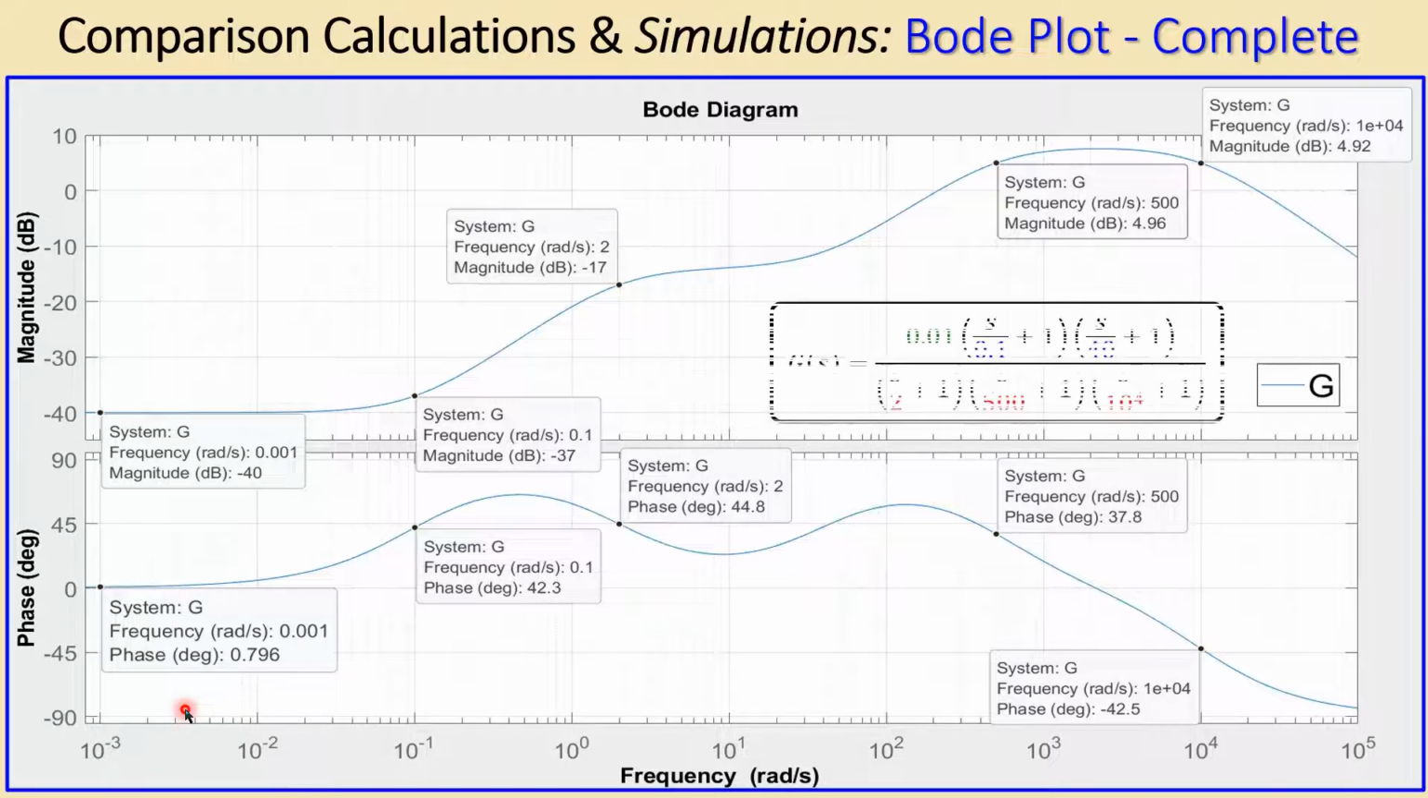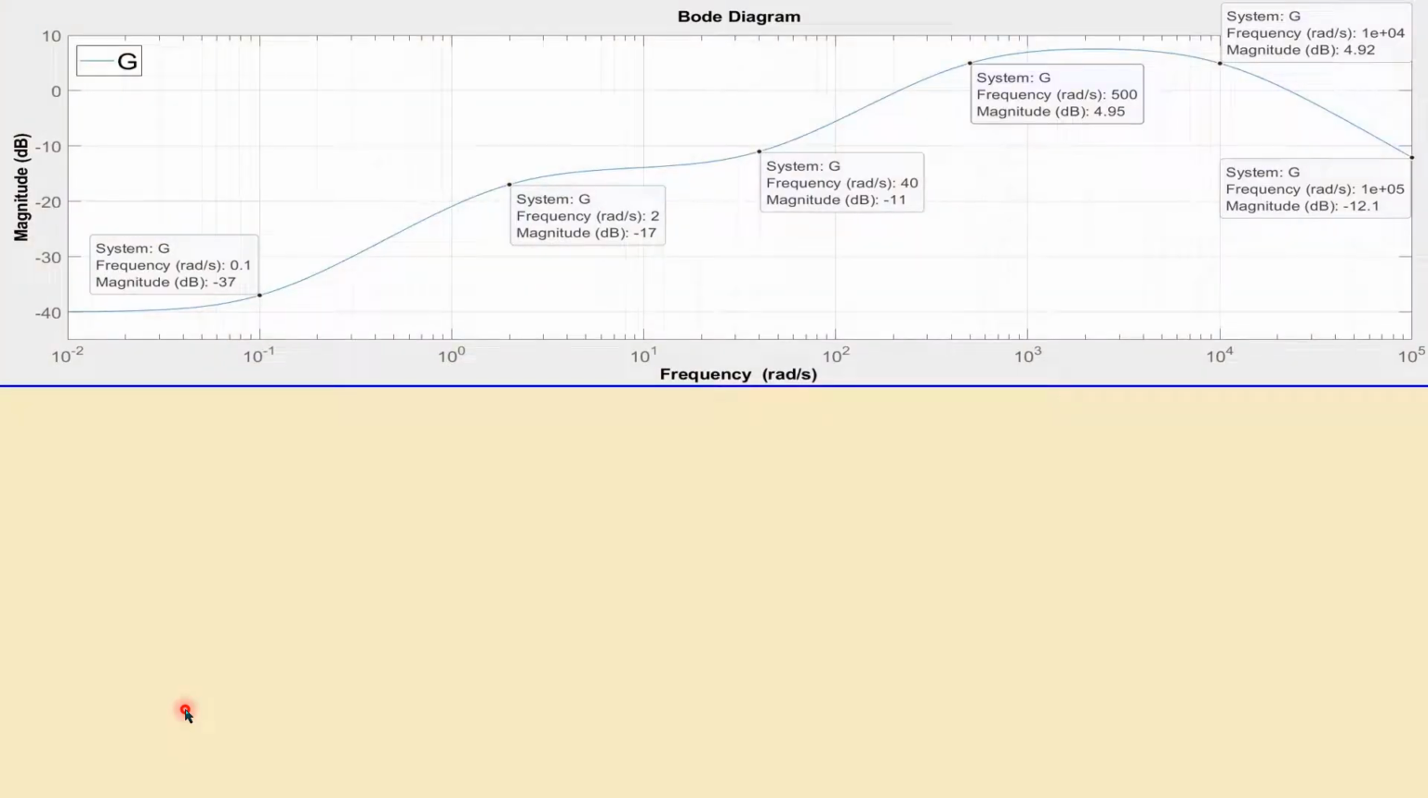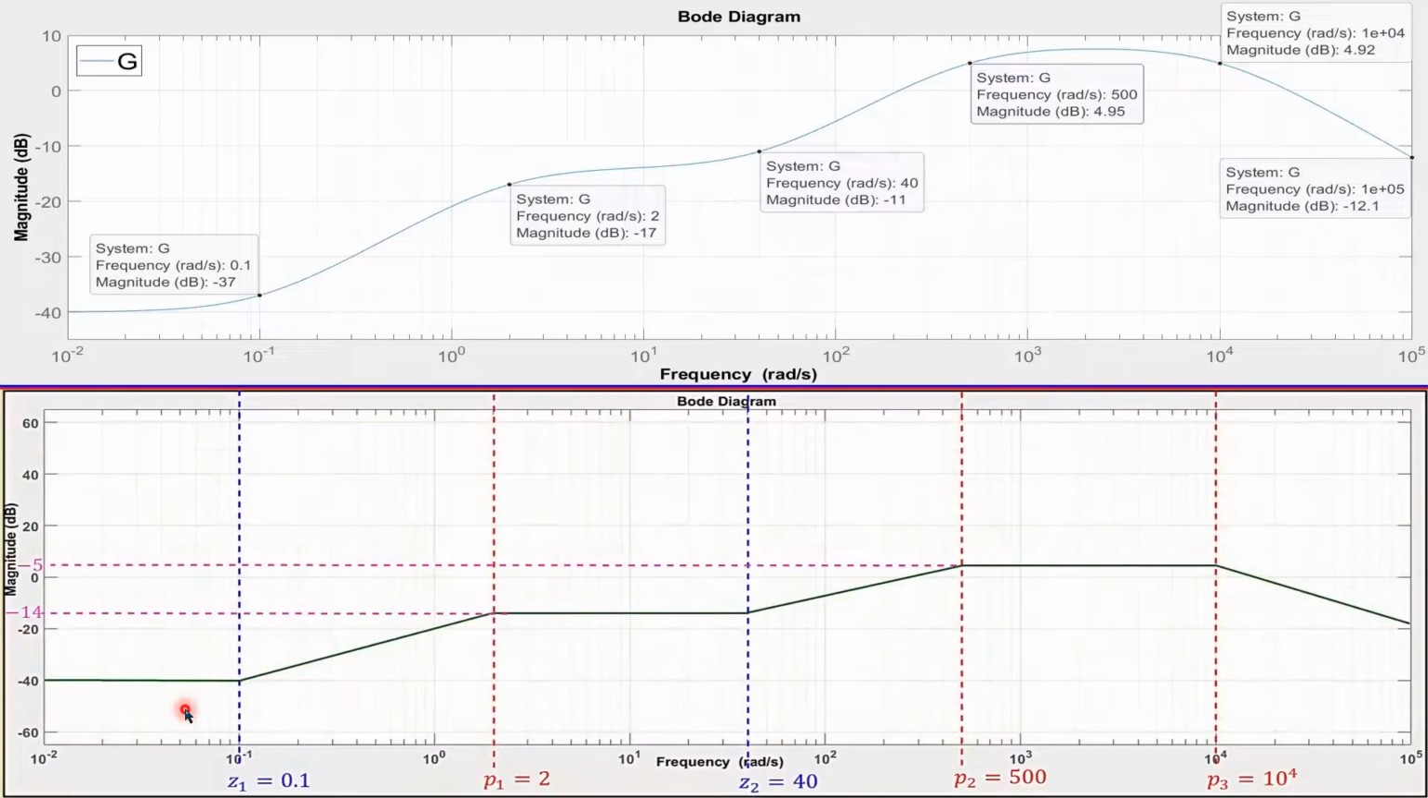Okay, let's look at the line we have drawn, and also what we have from our simulation. This is the simulation, the top one. And this is our drawing, asymptotically. So what you recognize is the following: at 0.1 radians per second, it's still minus 40 in our drawing, but it says here that it is minus 37. That means there is some difference between the actual value and our asymptotic plot.